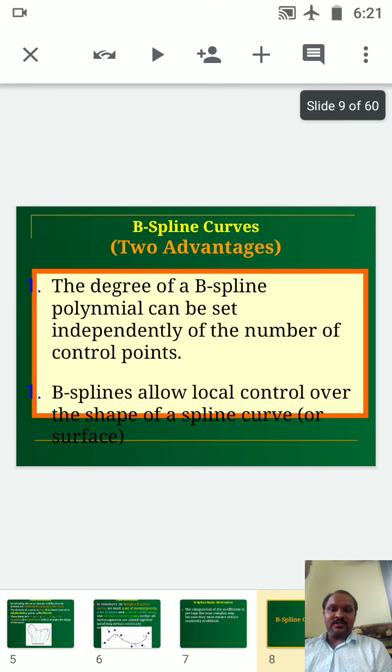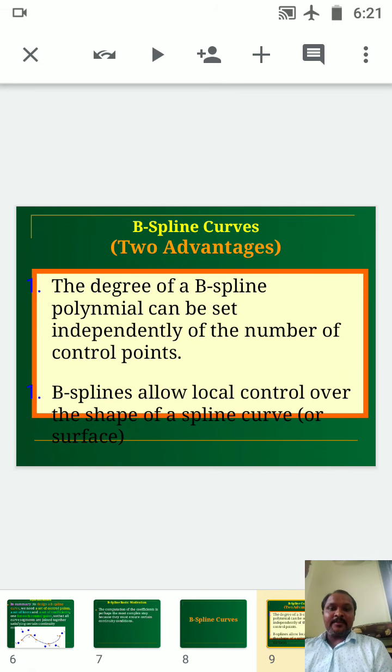So let us move to the next part. The degree of the B-spline polynomial can be set independently of the number of control points. Here there is no dependence upon the tangents of the curve, as in the previous lecture, that is the Bezier curve. There we were working with the line segment according to the tangent of the curve line, whereas here in the B-spline, the degree of the B-spline polynomial is independent.